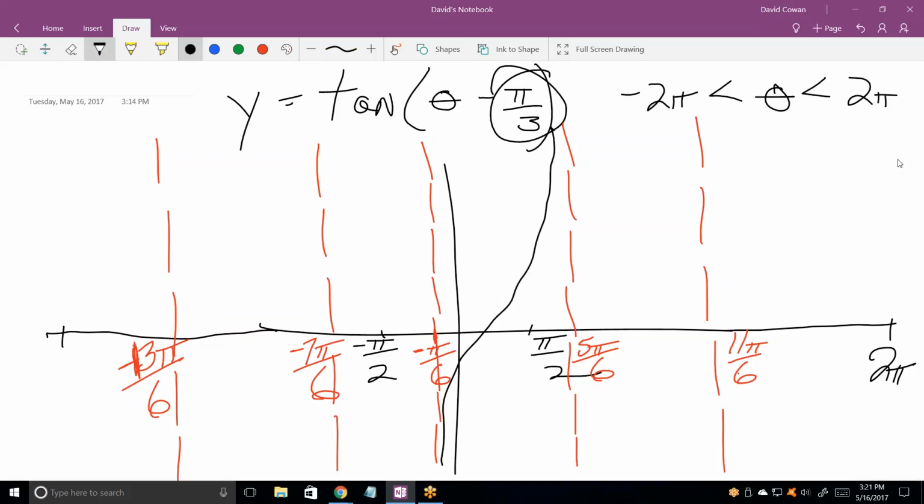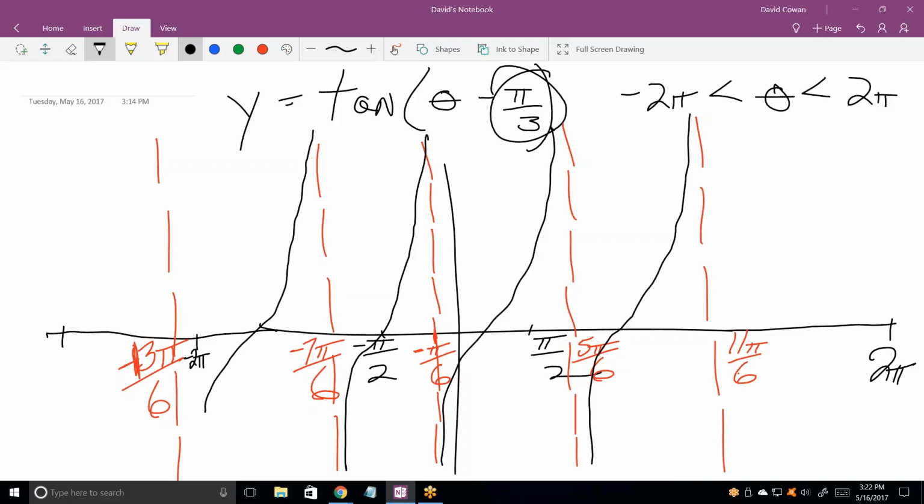Okay, so here's what we got. If we're trying to plot this curve, I've got one period plotted. It goes from minus pi over 6 to 5 pi over 6. Well, I can certainly plot one more period, and I can plot a period over here. Same shape curve, same amplitude, everything. But now, if I want to go to minus 2 pi, I'm looking at that. So that curve would look like that. It would just be a partial curve.